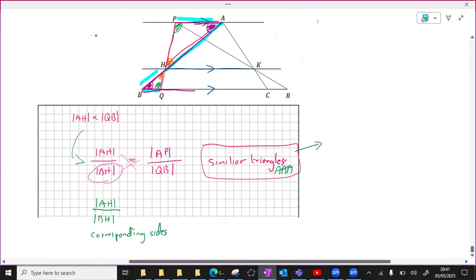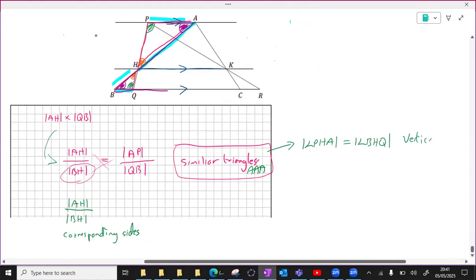So we'll start by saying the measure of the angle PHA is equal to the measure of the angle BHQ because they are vertically opposite. So this is me explaining that I've seen that they are similar triangles. I'm going to talk about the purple ones. The angle PAH is equal to the angle QBH. They are what we call alternate angles.